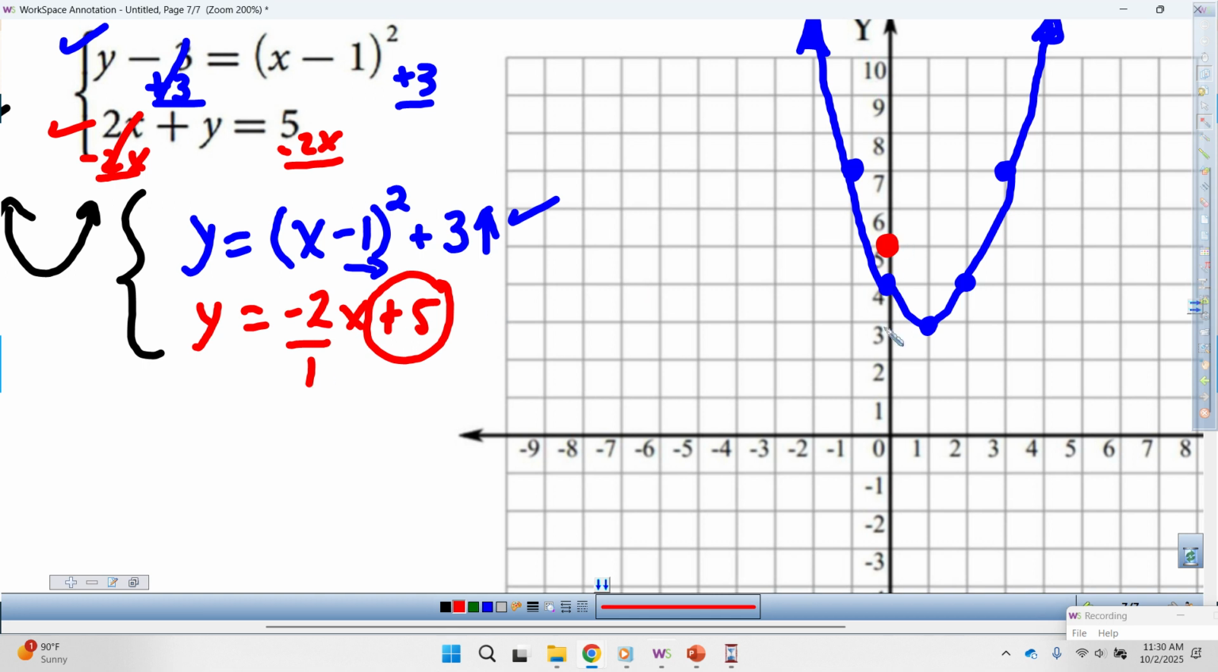So we go 2 down, 1 to the right. Plot your point. Do it again. 2 down, 1 to the right. Plot your point. Do it again. Plot your point. Graph your line. Yes. Yeah, this one, the red one, you can do in pen.